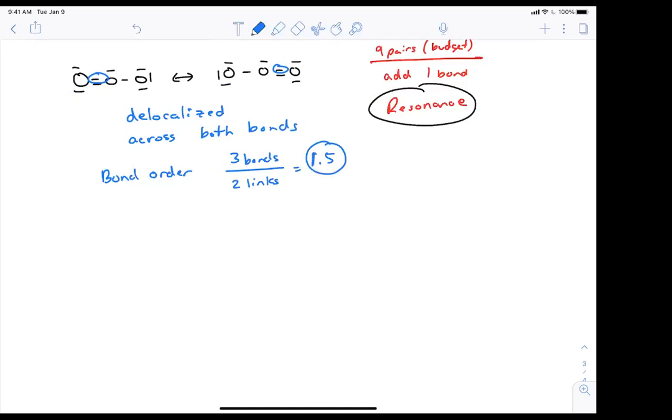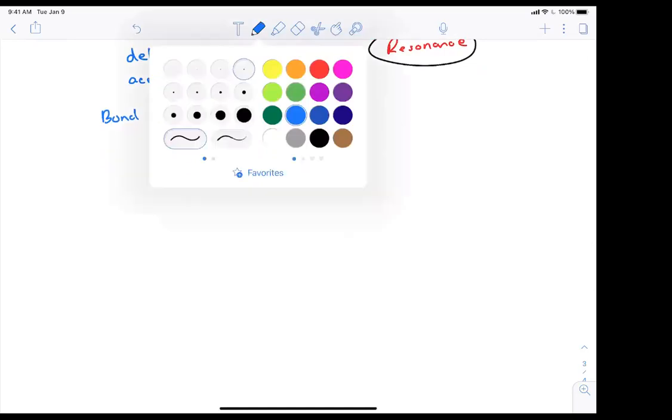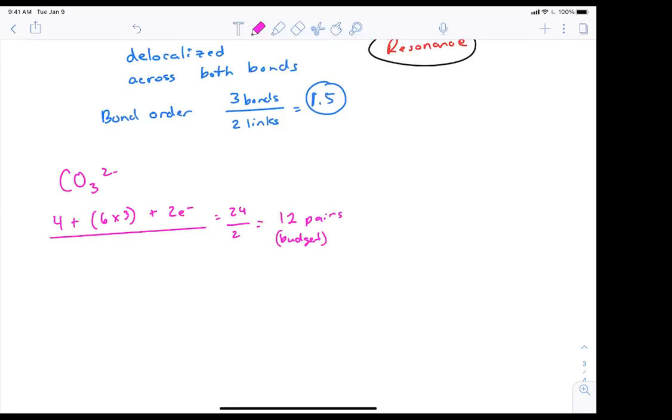Okay. Let's do carbonate. This is another structure that comes up a lot in the IB discussion, CO3 2-. Carbon is 4, oxygen is 6 times 3. And since it's a -2 charge, you're going to add 2 electrons to that. So that's 24, divided by 2 is 12 pairs in your budget. So your final structure can only have 12 pairs.